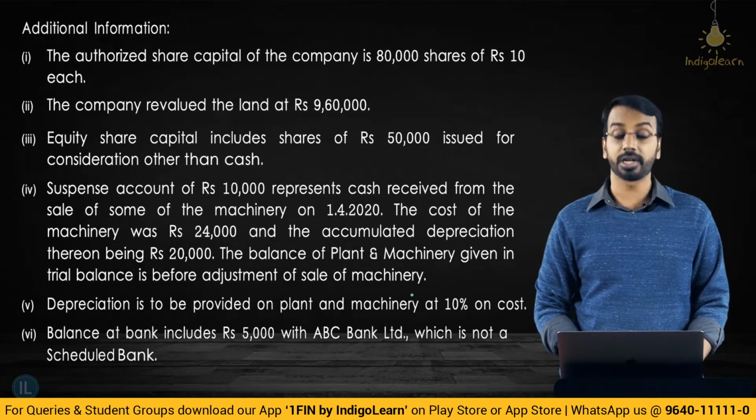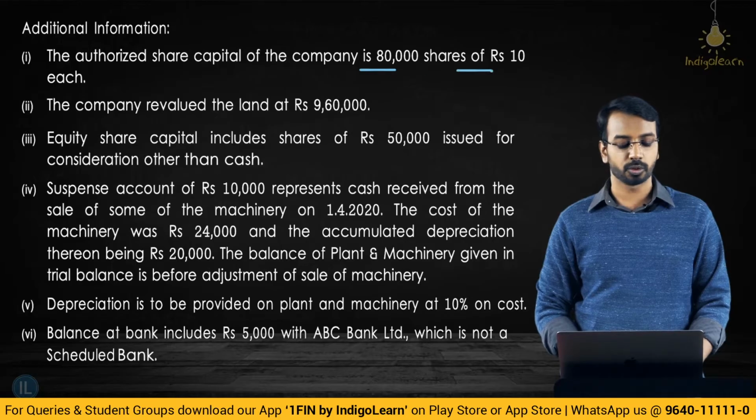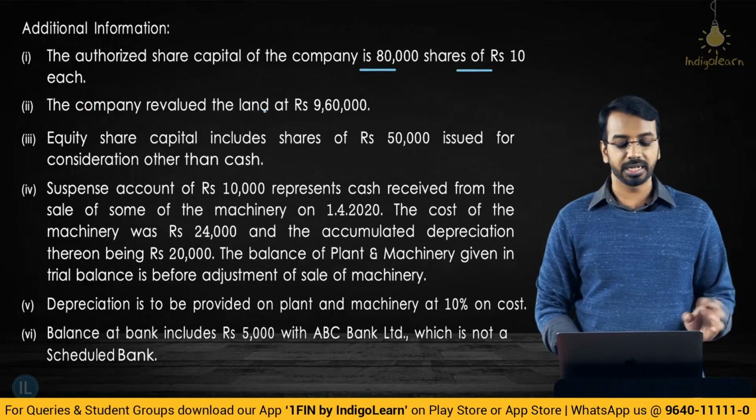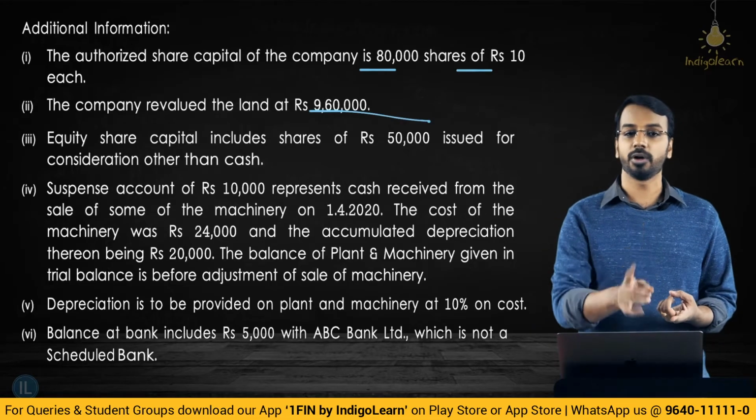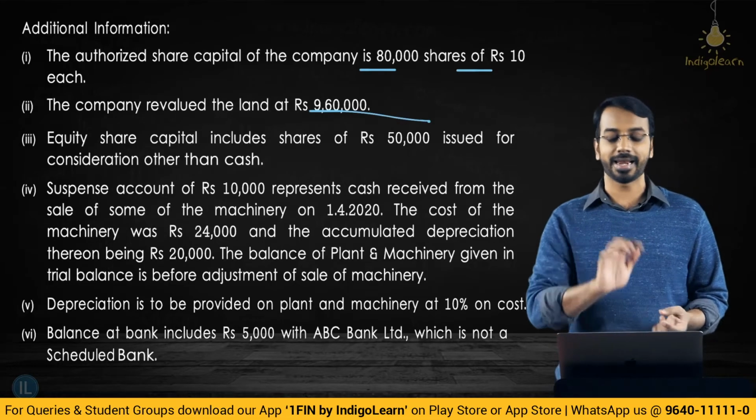Then quickly run through the additional information. Authorized share capital is 80,000 shares of 10 each, which will be useful for notes to accounts. Company revalued land at 960, which means land at cost has to be revalued and shown. You have to show a revaluation reserve as well as land at the revalued amount.